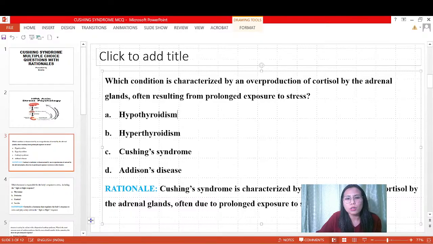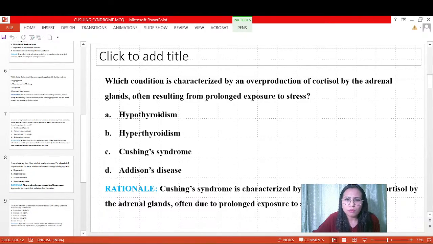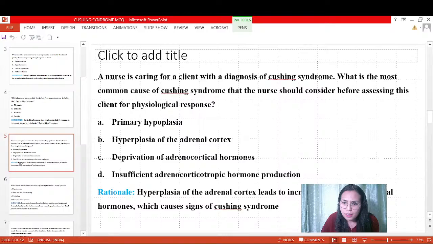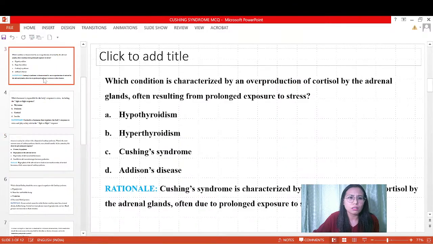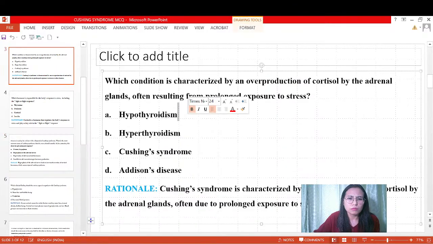So if the stress continues for a long time, the adrenal glands keep producing the cortisol continuously. Then other options are wrong. The first one is hypothyroidism, which is caused by low levels of T3 and T4. So it is from the thyroid gland, not the cortisol.